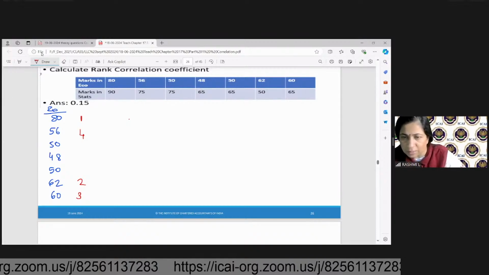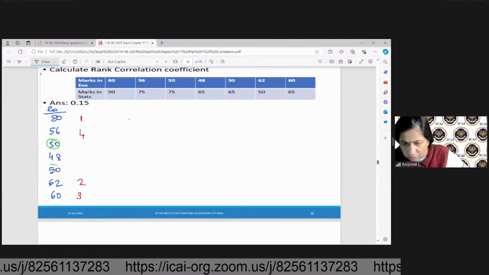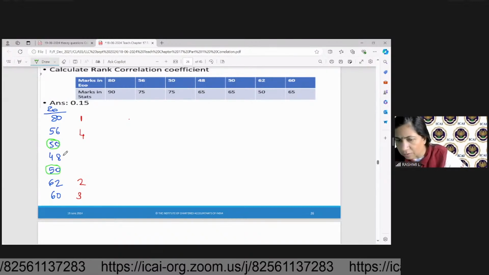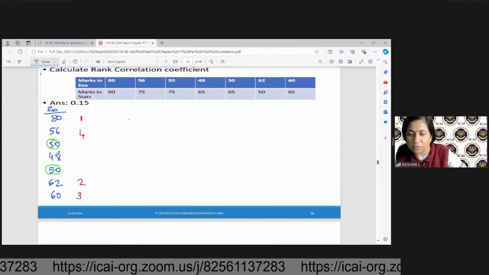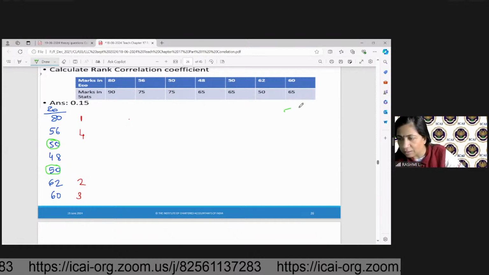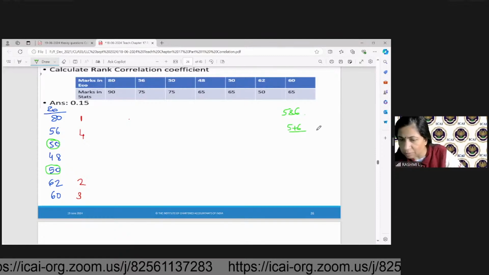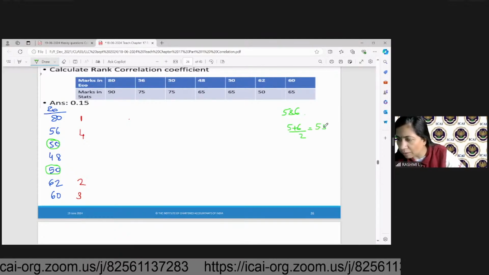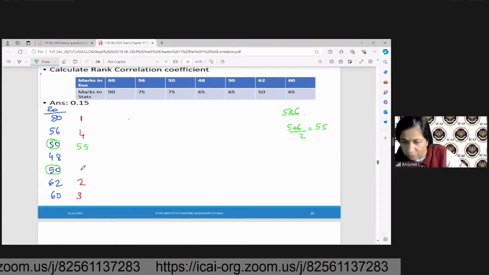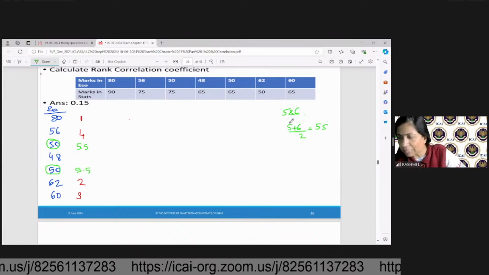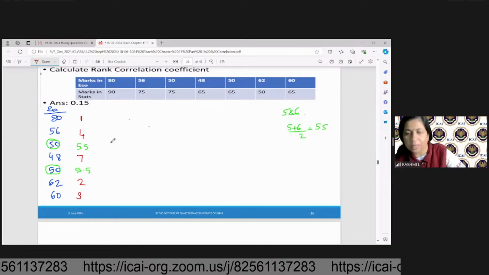Now I can see this is repeated, and here. So I have this. Now what are the next ranks? 1, 2, 3, 4. Next ranks are 5 and 6. So I will write 5 plus 6 divided by 2, which is equal to 5.5. जो next ranks है उसको देना है 5.5 and 5.5. Now 5 has been exhausted, 6 has been exhausted. Next rank will be 7.